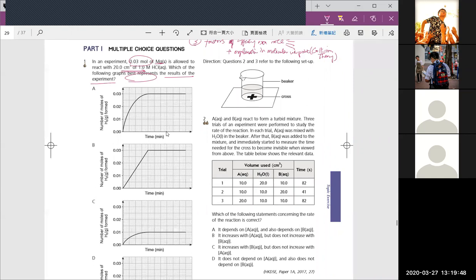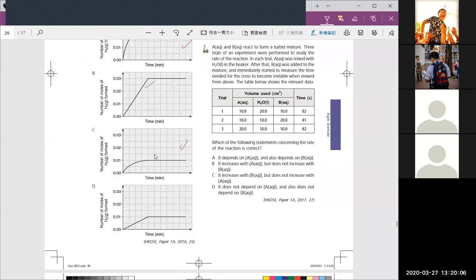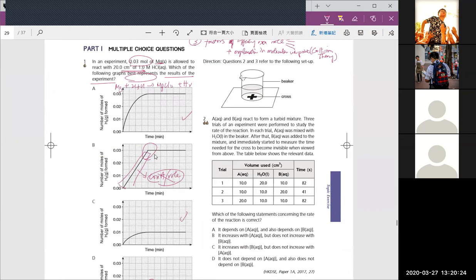To start with, you know the equation, right? The equation is Mg plus 2HCl to form MgCl2 together with hydrogen gas. So it's just a comparison of A and C. You see that for B and D, the graph is rather strange, because before the end of the reaction, a straight line would mean a constant rate of reaction. So of course, B and D don't make sense. How about A and C?